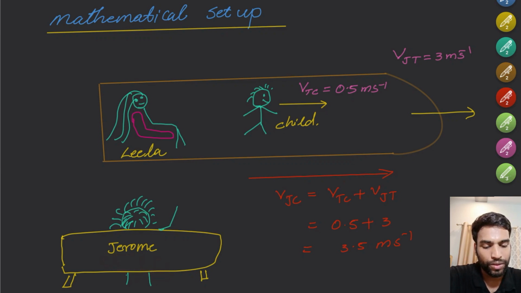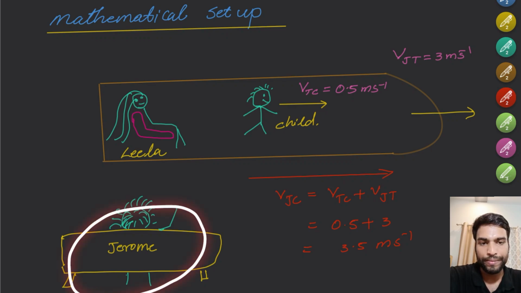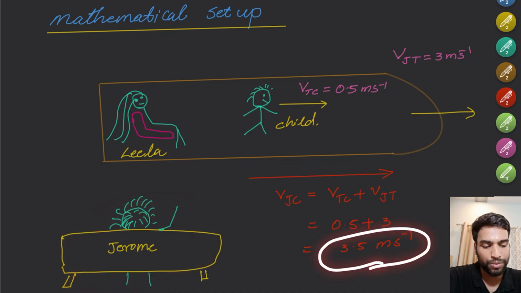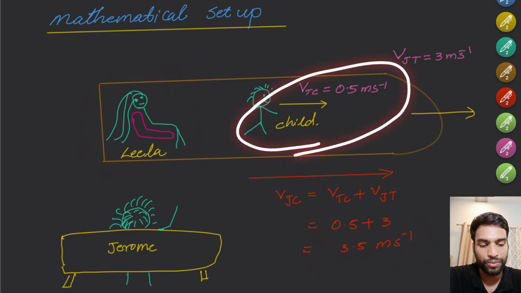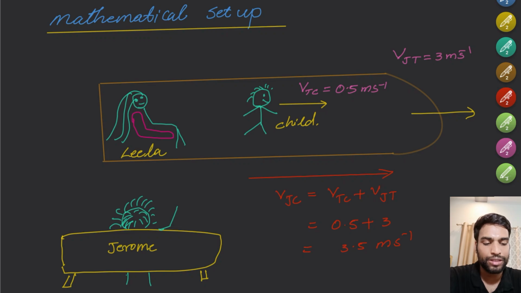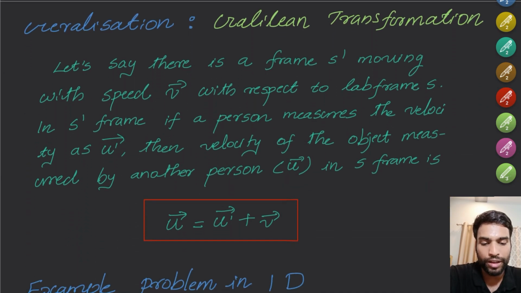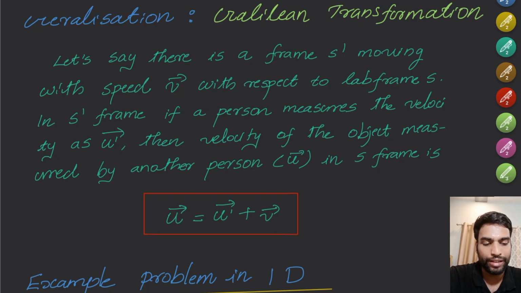Got it? So basically, Jerome measures the speed of the child as 0.5 plus 3, which is 3.5 meter per second, much greater than the speed measured by Leela. That means Jerome measures the speed as 3.5 meter per second, but Leela measures the speed of the child as 0.5 meter per second. Now, why is the difference? Because there is a relative motion between the train and Jerome.